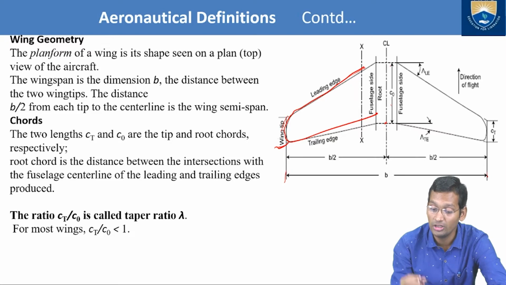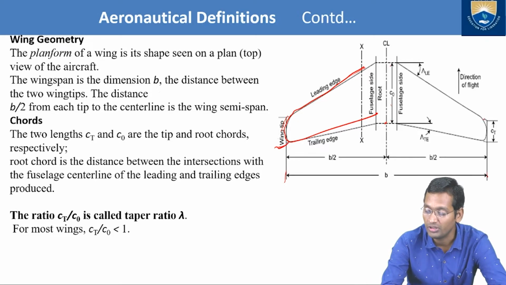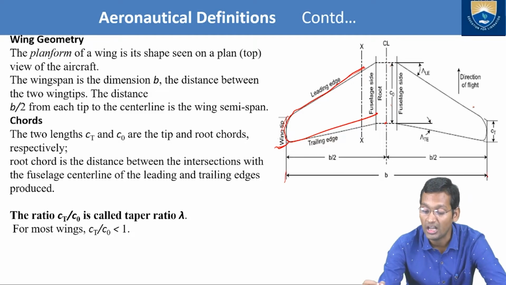Now what is the root chord? The distance between the intersection with the fuselage center, from here till the trailing edge. That will give you the root chord. And what will this one be? From here to here, this will be the chord of the tip. The ratio of these two is called the taper ratio, that means ct by c naught.